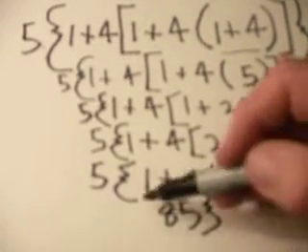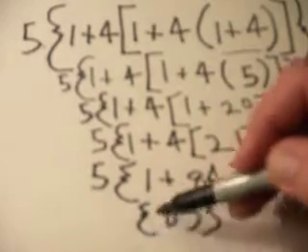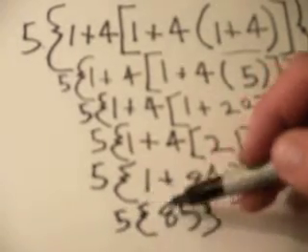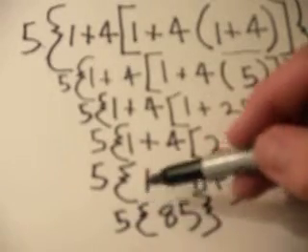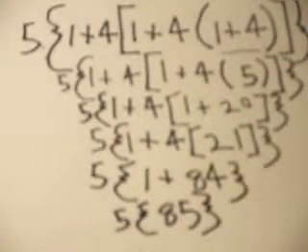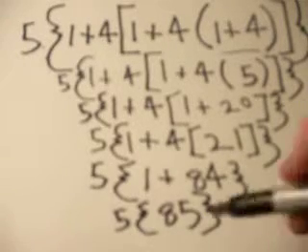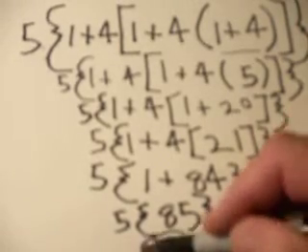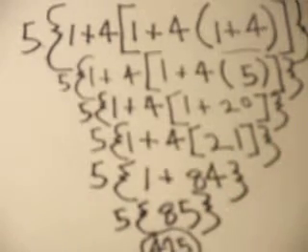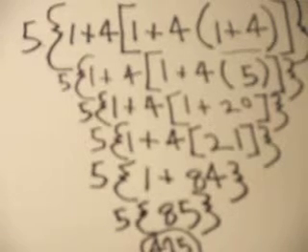Writing down my brackets. So I've got parentheses, nothing to do inside there anymore, and I've got a 5 next to it. So this is telling me to multiply. So I'm taking 5 times 85. 5 times 85 is 425. So the correct answer for this problem is 425.